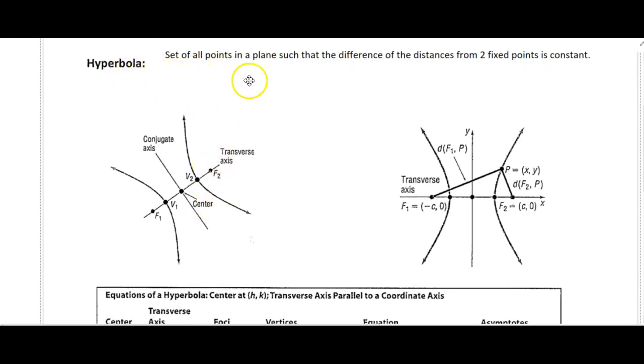A hyperbola is a set of all points in a plane such that the difference, right? Remember, an ellipse was the sum. A hyperbola is the difference of the distances from two fixed points is constant. Meaning, if I take a point on a graph, the distance from that point to F1 and that point to F2, the difference of those distances will be constant, okay? And that's important to know, and also to know the difference: hyperbola is difference and ellipse is sum.